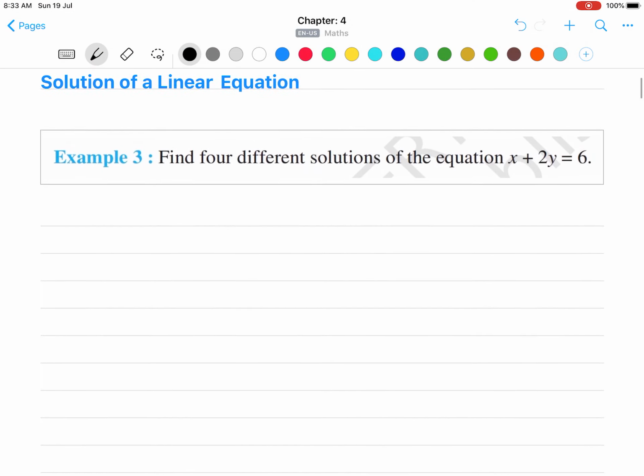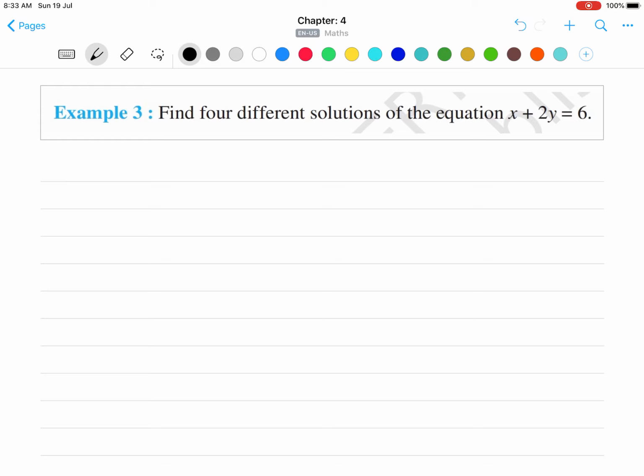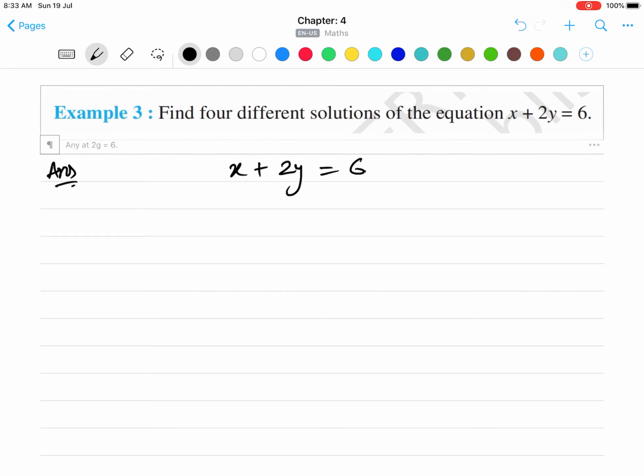We have example number 3 from your NCERT textbook. The question says: find 4 different solutions of the equation x plus 2y equals 6. Okay, let's start its answer. First you have to write the equation, which is x plus 2y equals 6, and we are asked to find 4 different solutions. So we'll find its solutions by the inspection method. In that we'll assume a certain value for one variable, then after solving the equation we'll find the subsequent value of the other variable.